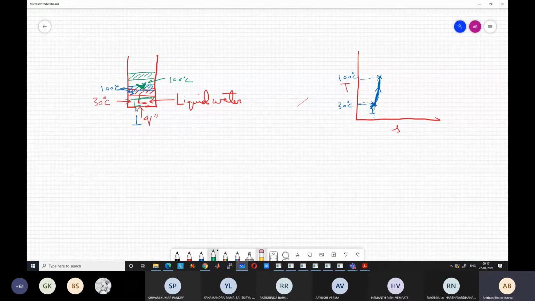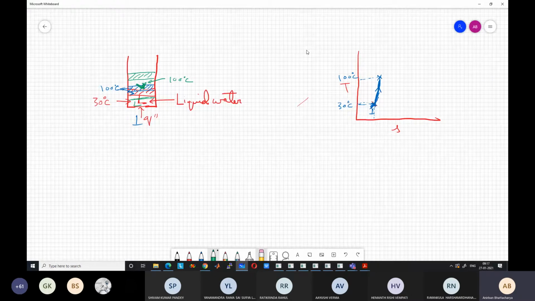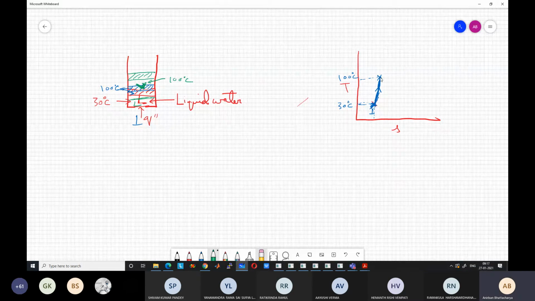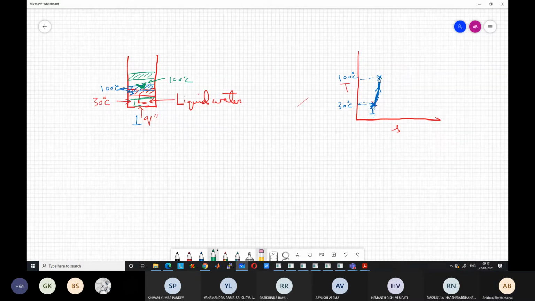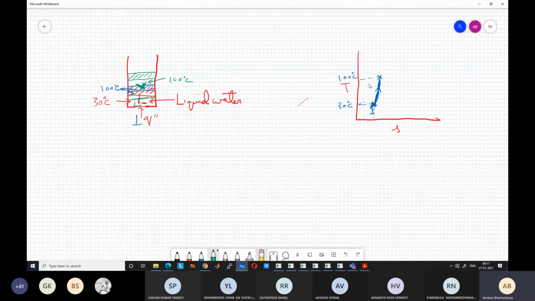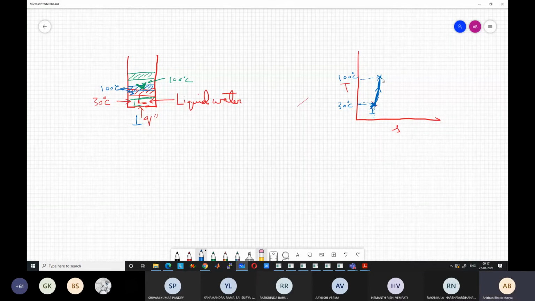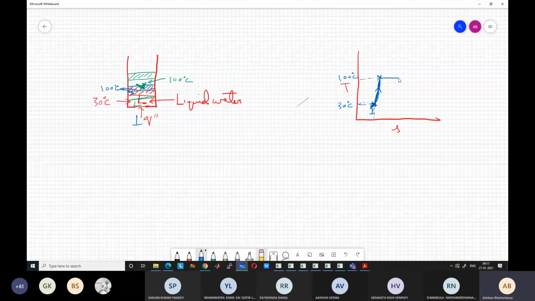So the overall mixture is still at 100 degrees centigrade and 1 atmospheric pressure. On the 1 atmospheric pressure line, the mixture remains at 100 degrees centigrade, but because boiling is going on, the entropy increases. So we follow a path like this, in this direction. This is the constant pressure line, and at constant temperature we are increasing the entropy by heat addition.